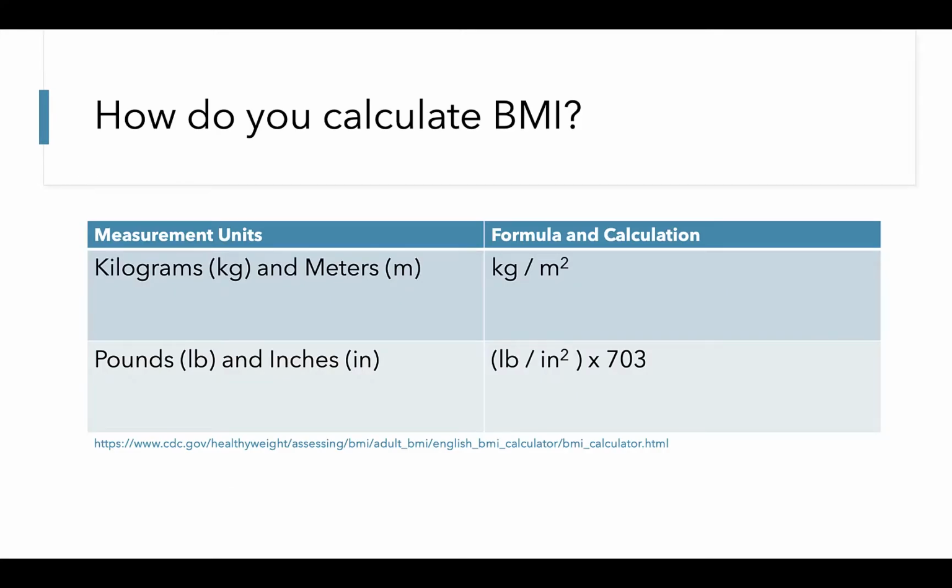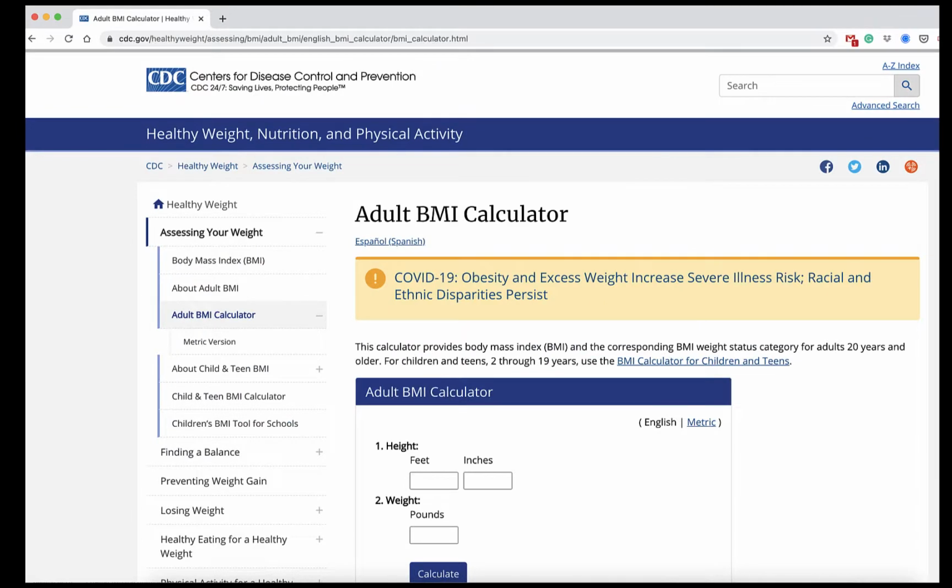How is BMI calculated? The formula used depends on whether your weight and height measures are in kilograms and meters or pounds and inches. For kilograms and meters, the formula is kilograms divided by meters squared. For pounds and inches, the formula is pounds divided by inches squared times a constant. Note that there are also many BMI calculators that you can find online. An example of one published by the CDC is in the link below the table. Let's look at the CDC's BMI calculator tool together.